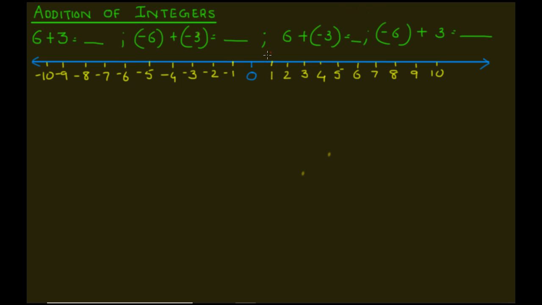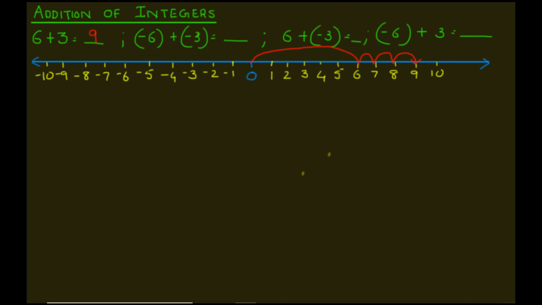So let's first go from 0, which is neither positive nor negative. We are going to go to 6. Yes, it's highlighted, positive 6. Positive 6 and plus 3. Plus 3 means you take 3 steps forward, right? So you have 1, 2, and 3. Where are we? We are at positive 9. So positive 6 plus positive 3 is positive 9. How's that? Now we'll try to solve the second one, negative 6 plus negative 3.